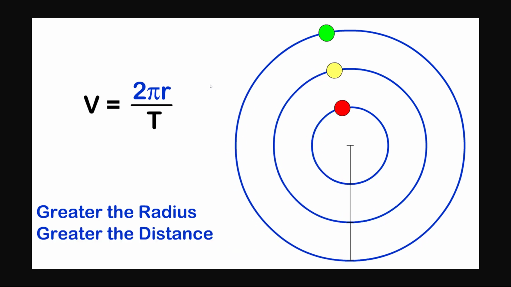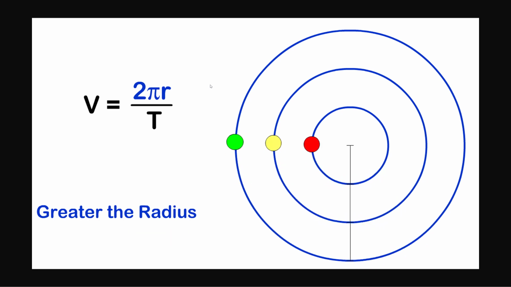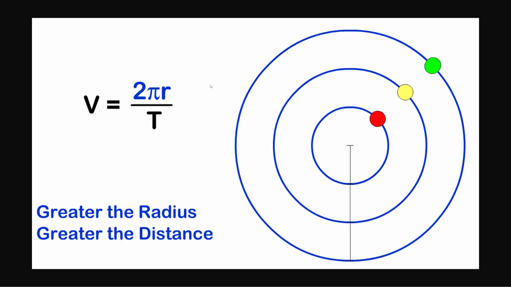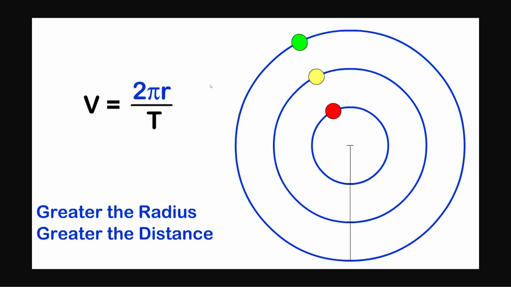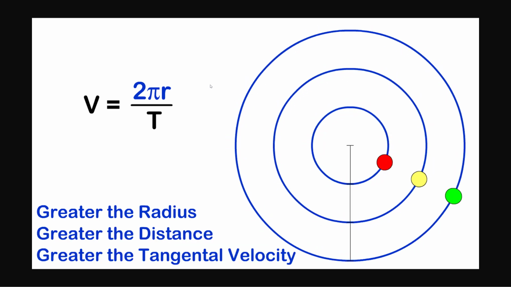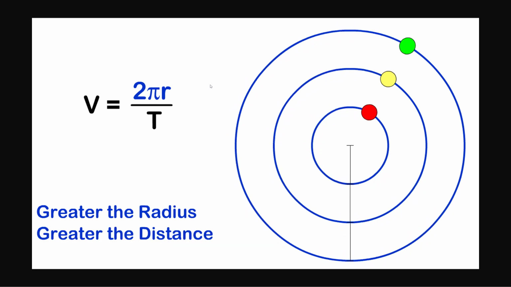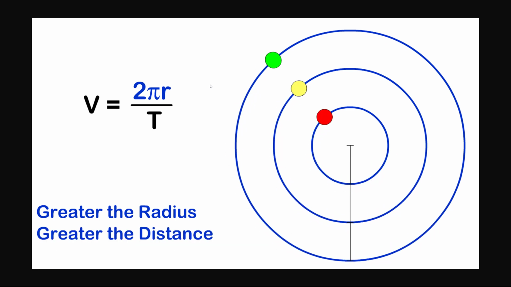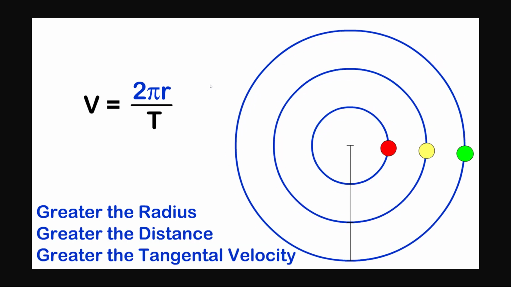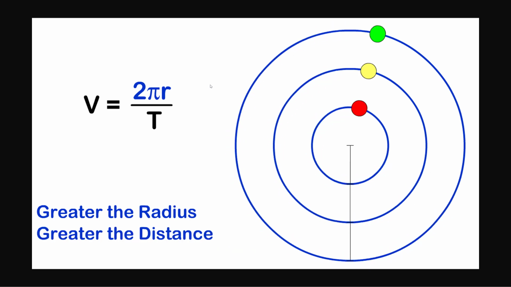You can see the linear speed of the green ball is greater than the yellow ball, which is greater than the red ball. So if all three balls were immediately released from their path, the green ball would fly off at a greater velocity compared to the yellow ball, and the yellow ball would fly off at a velocity greater than the red ball. So we say the tangential velocity of the green ball is greater than the tangential velocity of the yellow ball, which is greater than the tangential velocity of the red ball. However, all three balls have the same rotational velocity.